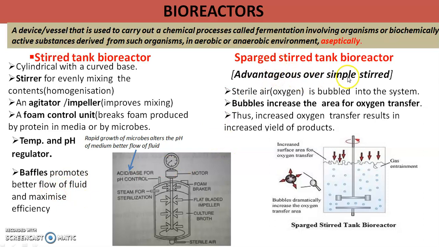Spargers, their advantages over simple stirred tanks: they are better. Why? Because they have a sparger which can force in bubbles of sterile, germ-free air, that is, oxygen can be bubbled into the system. And the bubbles increase the area for oxygen transfer. So these are all bubbles. You can see a bubble magnified here, with surface area increased. So when surface area is increased, it dramatically increases the oxygen transfer area, and that results in better growth of the organisms and better product yield. So increased oxygen will give you high product yield.